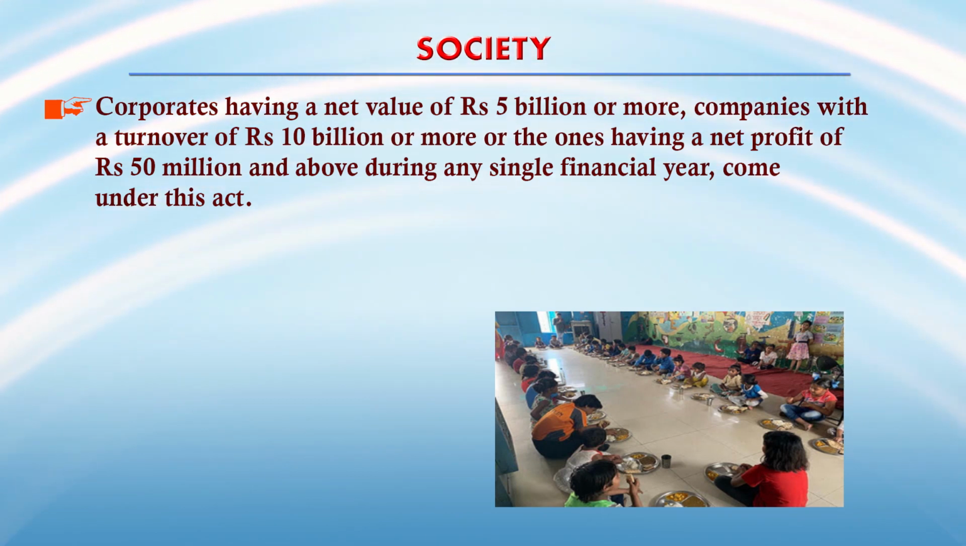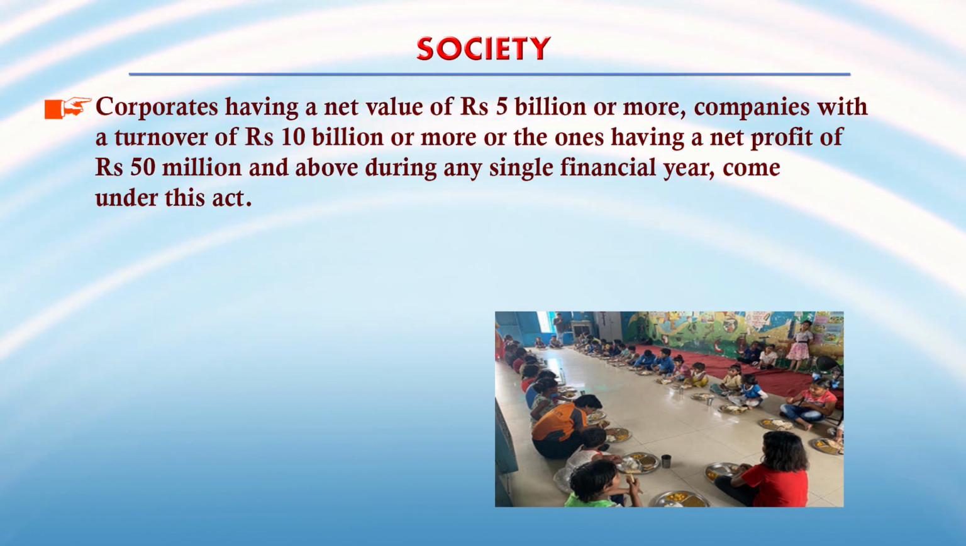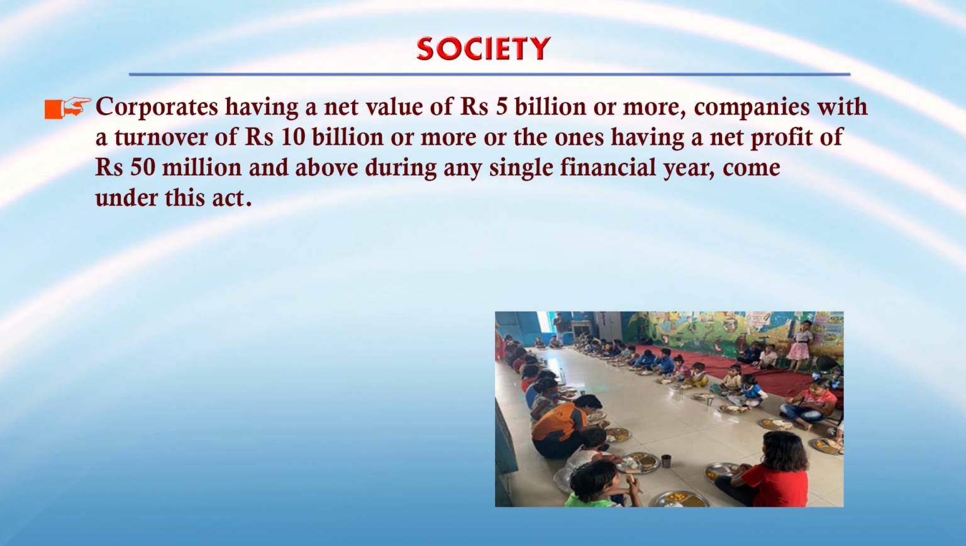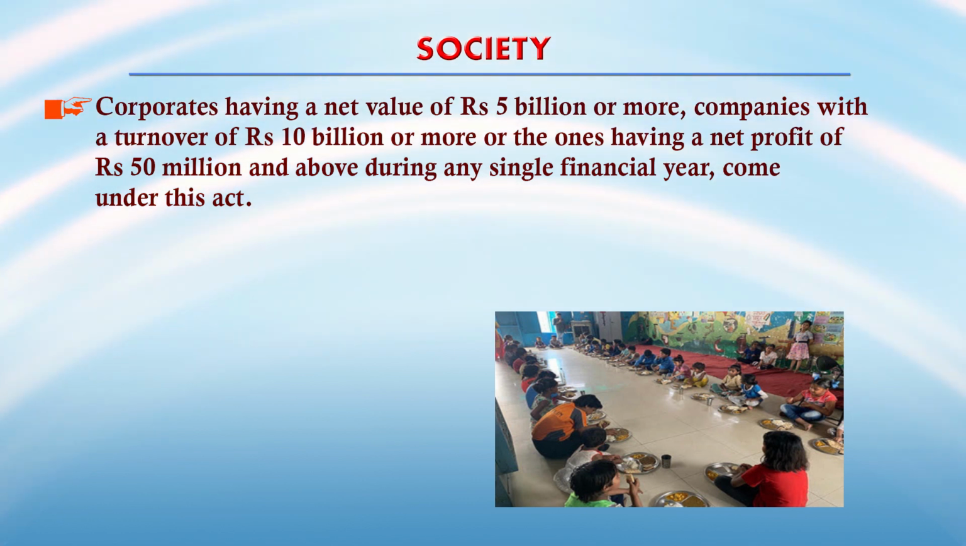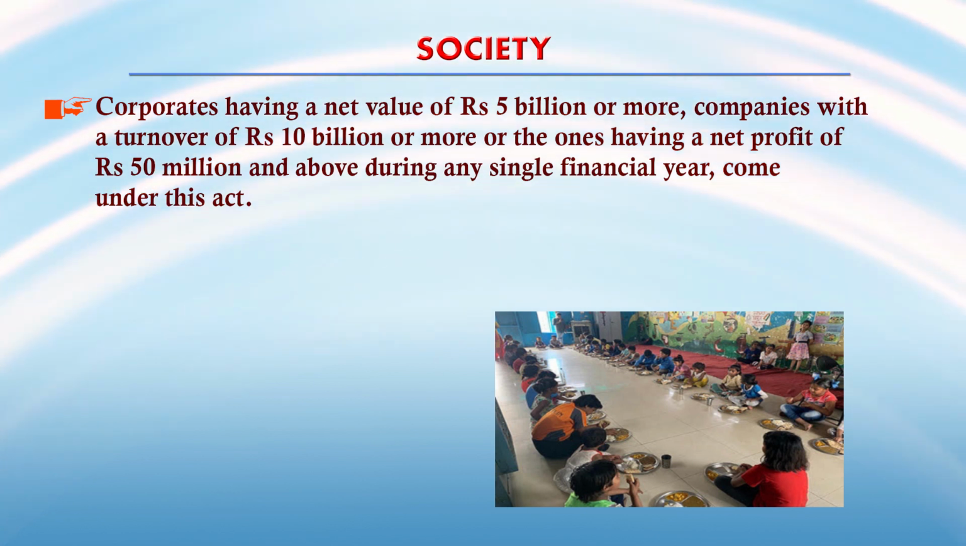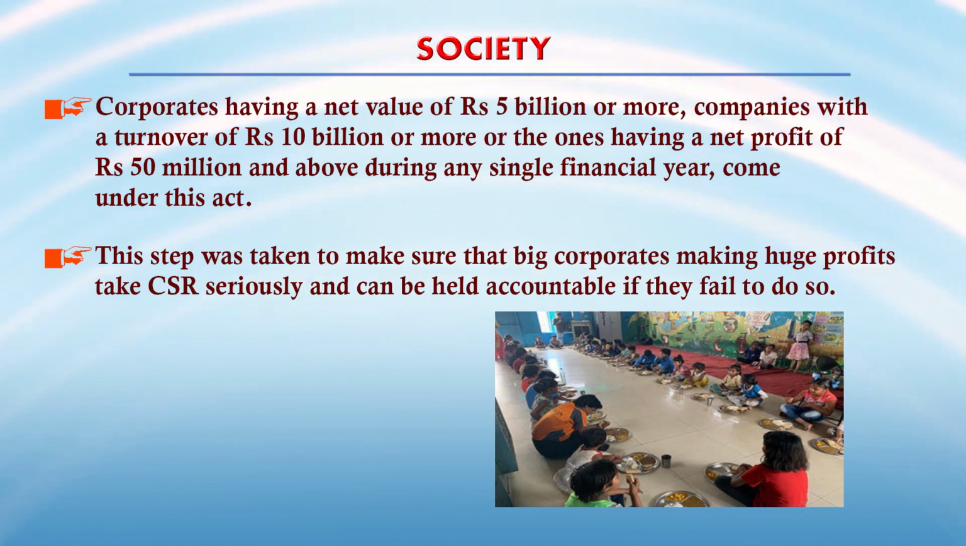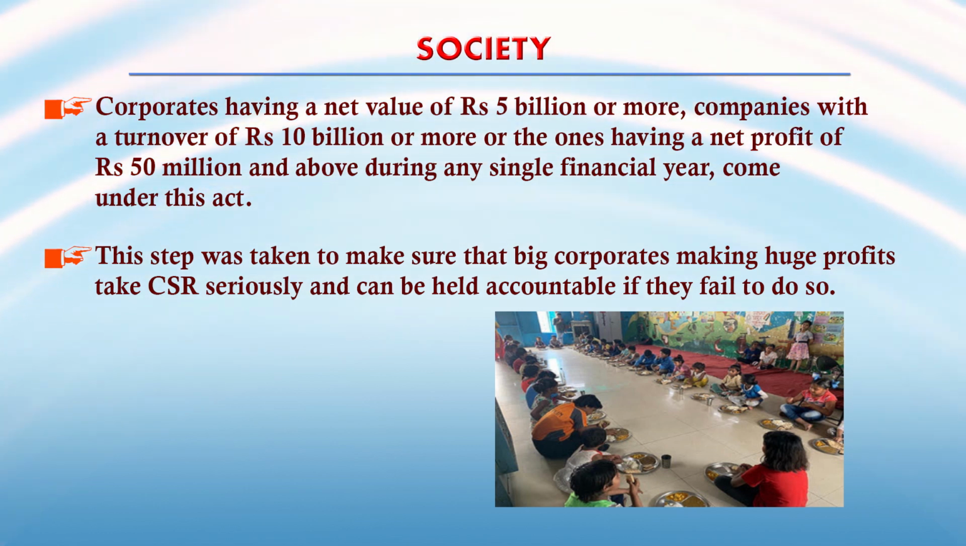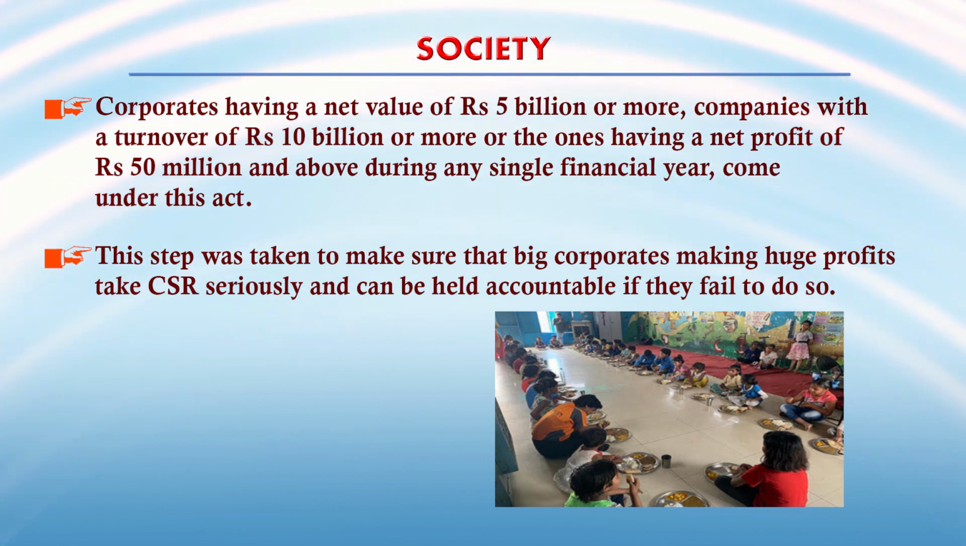In India, in 2013, an amendment was made in the Companies Act, Section 135, making it compulsory for corporates to spend at least 2% of the average net profits of the 3 immediately preceding fiscal years on CSR. However, not all corporates come under this rule. Corporates having a net worth of rupees 5 billion or more, companies with a turnover of rupees 10 billion or more, or those having a net profit of rupees 50 million and above during any single financial year come under this act. The step was taken to make sure that big corporates making huge profits take CSR seriously and can be held accountable if they fail to do so.